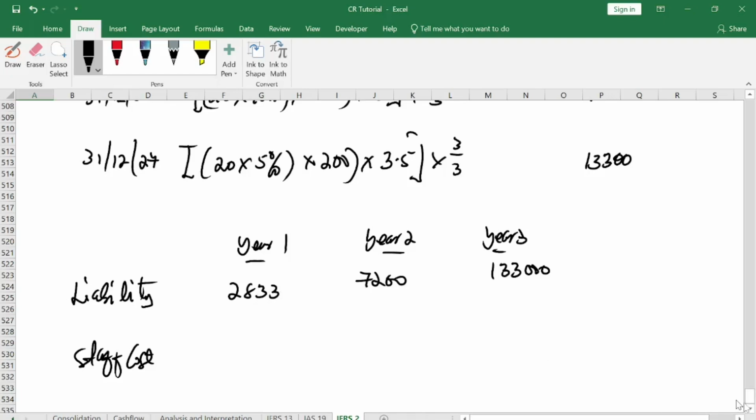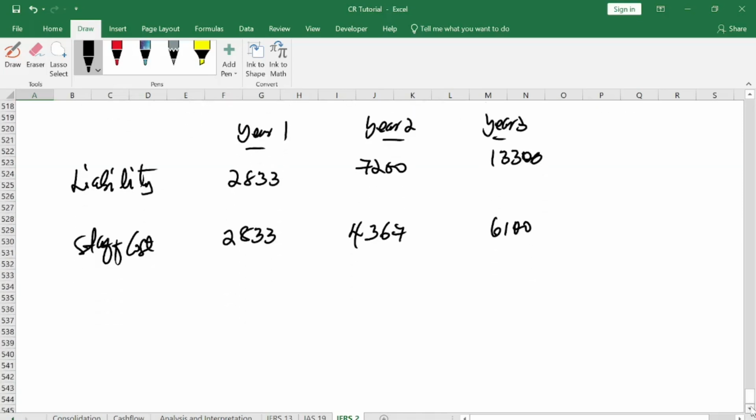All right, so what do we have here? You have the year 1 will be 8,3,3 here. And year 2 will be 7,200 minus 2,833. That will give you 4... Okay, so here we'll give you 6,100. Okay, so this is what we have here.